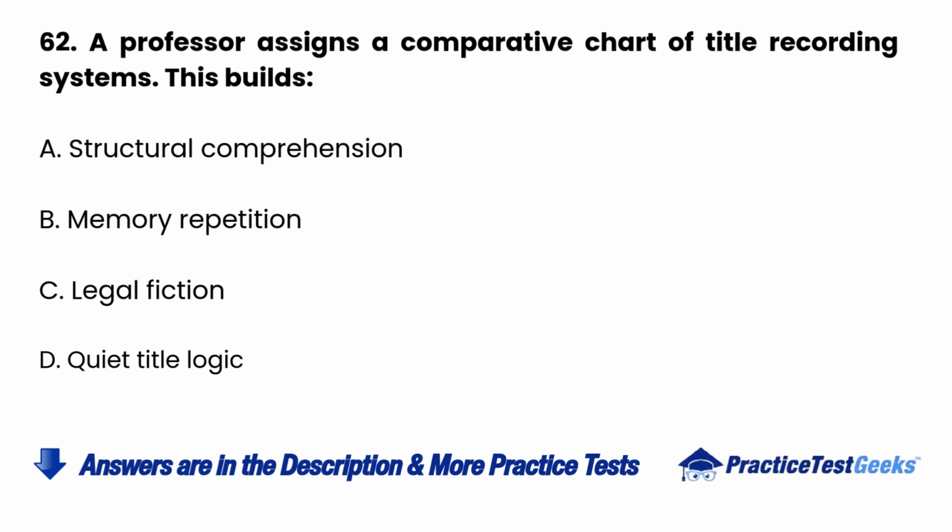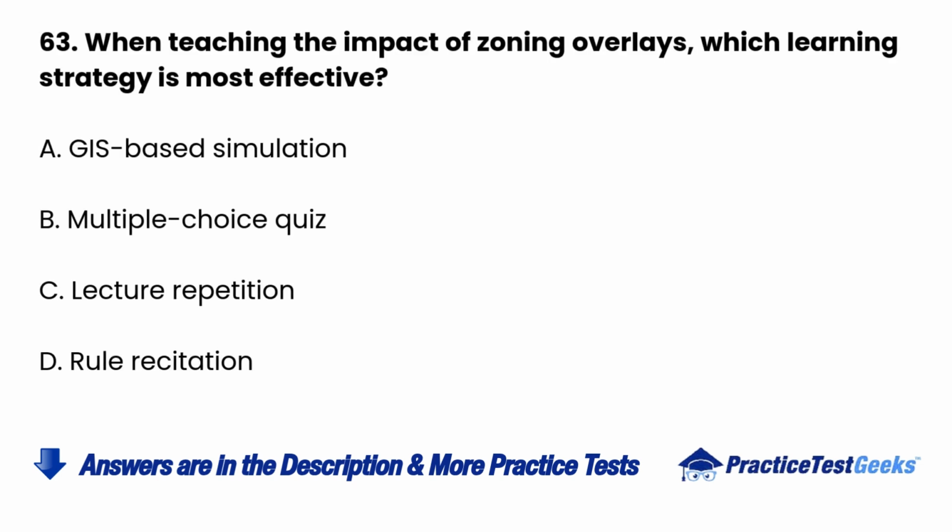62. A professor assigns a comparative chart of title recording systems. This builds A. Structural comprehension. B. Memory repetition. C. Legal fiction. D. Quiet title logic.